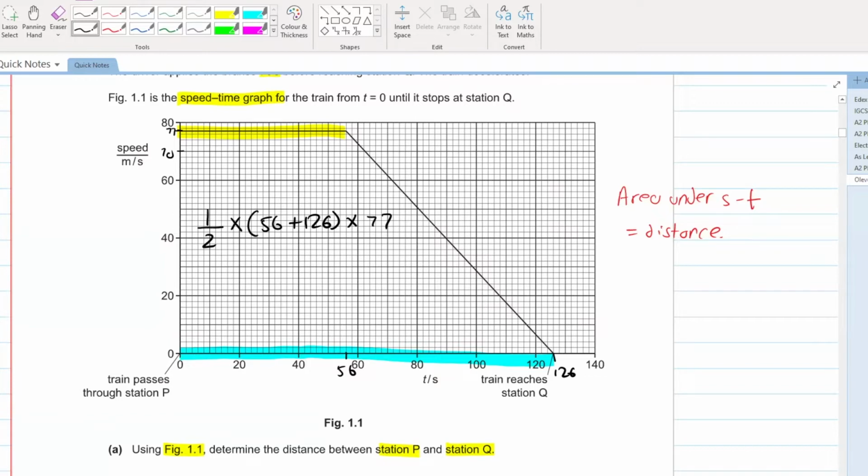You only have to put it in the calculator and you will get the answer. The distance comes out to be 7,000 meters. Simple as that. Nothing complicated here.